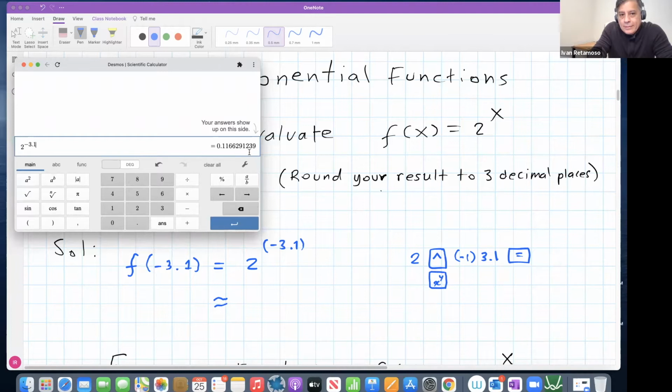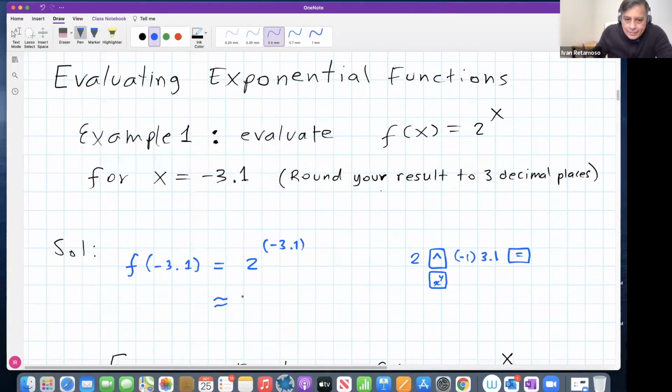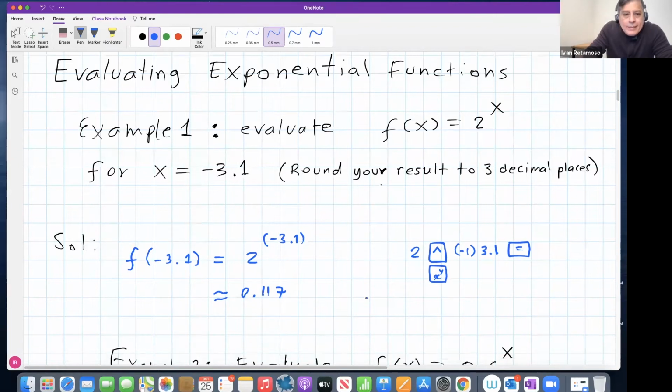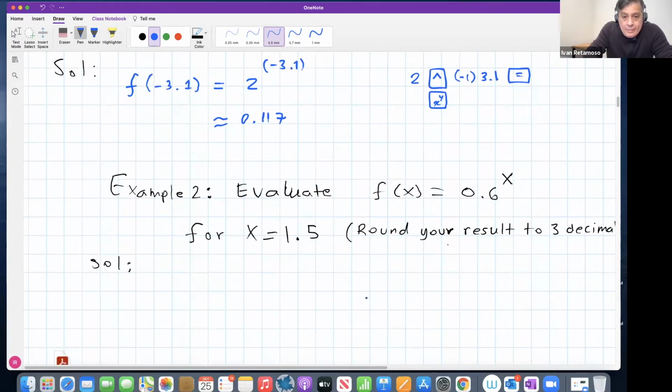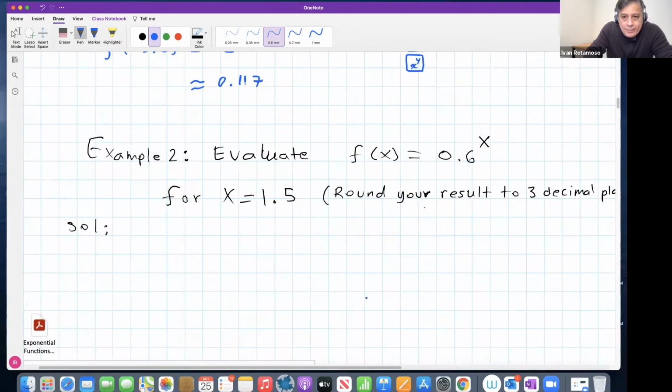You see here, guys, the result. Now they want me to round it to 3 decimal places. So I go up to 3 decimal places. I notice that this is the number 6, so this has to end up being 0.117, rounded to 3 decimal places. Excellent. Done. Example 2, and then I will give you something to work on your own.